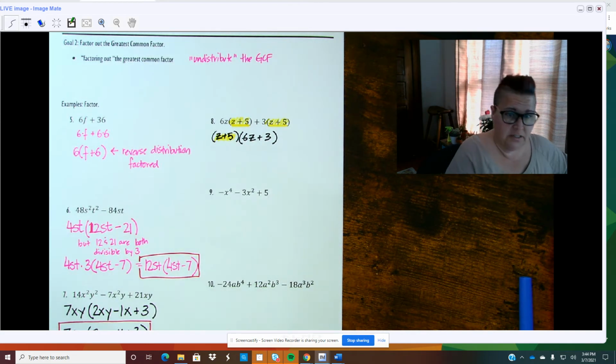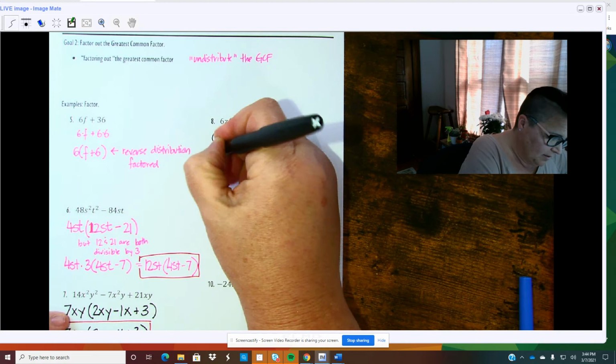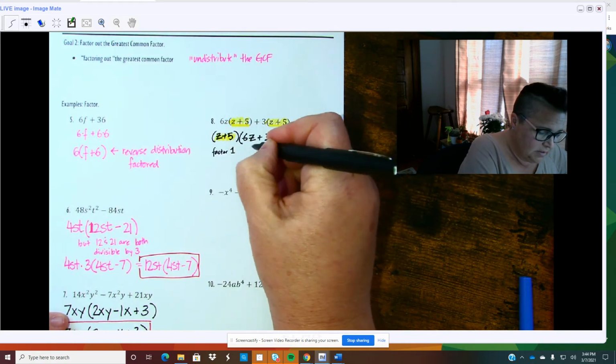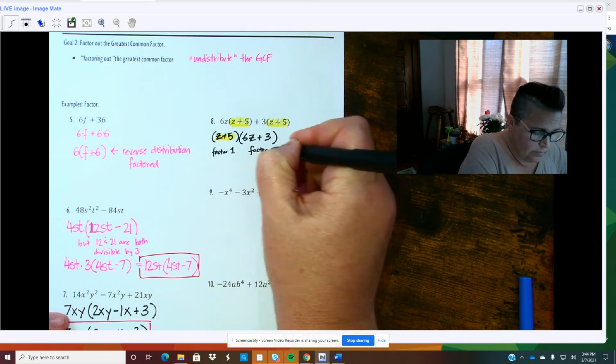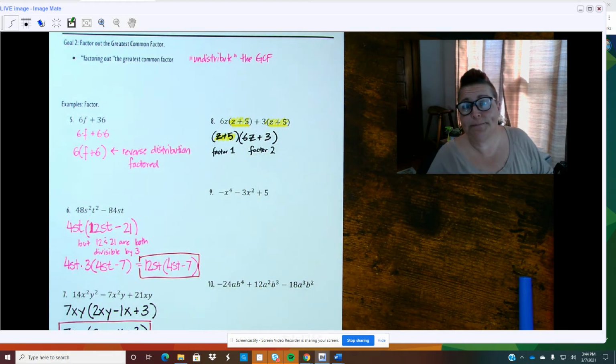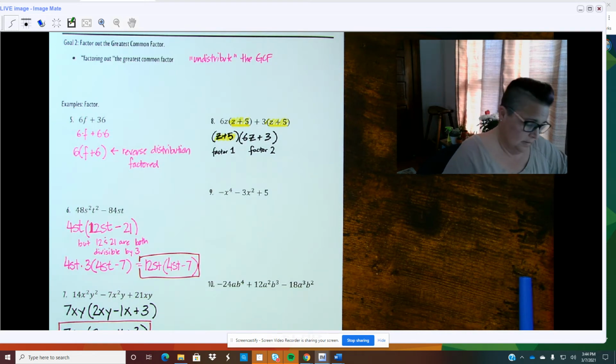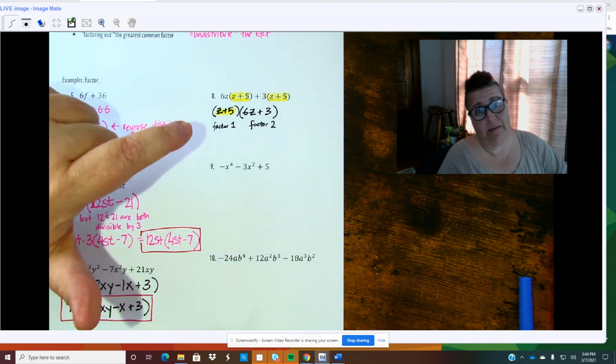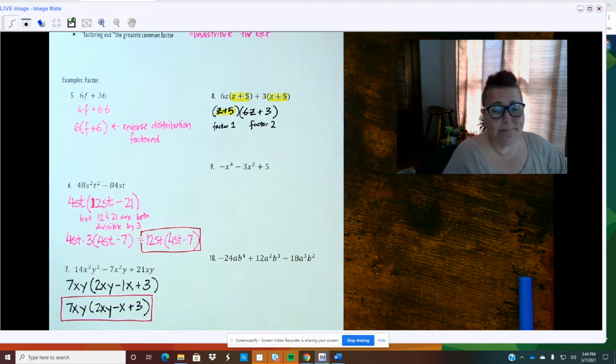My two factors are z plus 5. That's factor 1. And 6z plus 3. That's factor 2. This is factored. I don't want to do any more. I want to leave it. Okay? All right. What do we do with number 9? We'll come back to those. This will be important, so we'll come back to that.